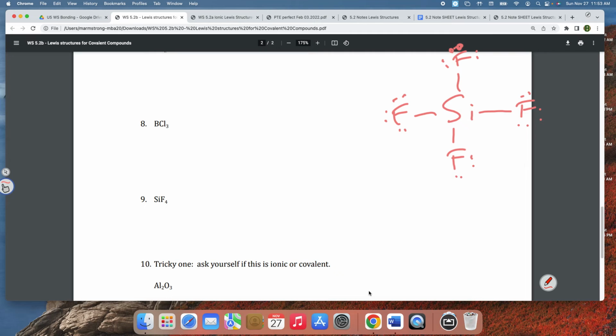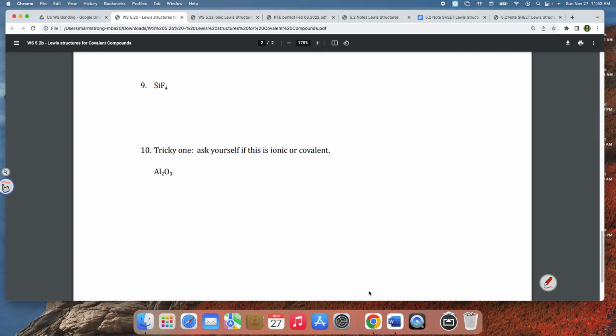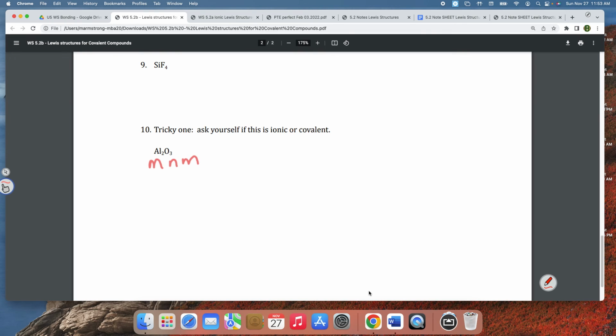And the very last one, number 10, Al2O3. Again, when you take your test, ask yourself your first question: is this ionic or is this covalent? How do I tell ionic from covalent? Ionic will have a metal and a non-metal. Aluminum is a metal. Think of aluminum cans. That is about as metal as you can get. Oxygen is a non-metal. So we draw ionic compounds with the brackets.